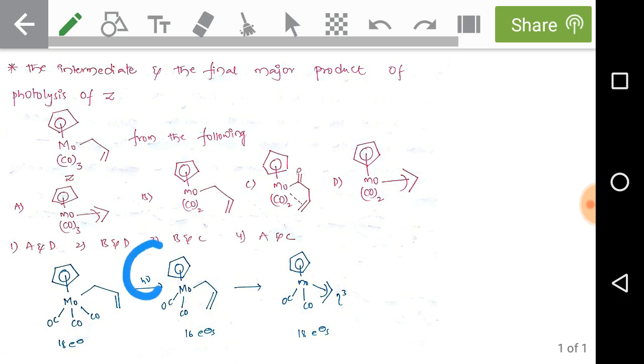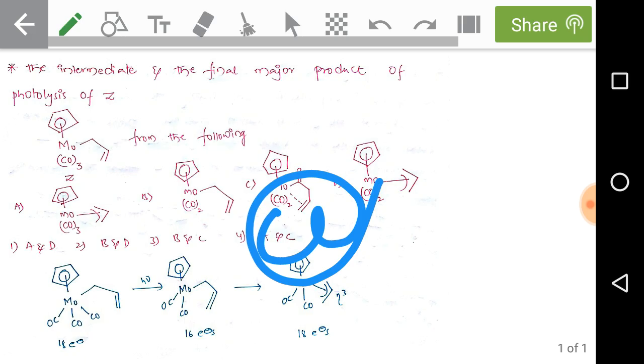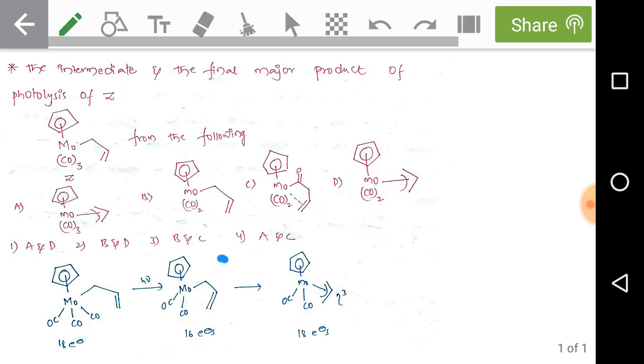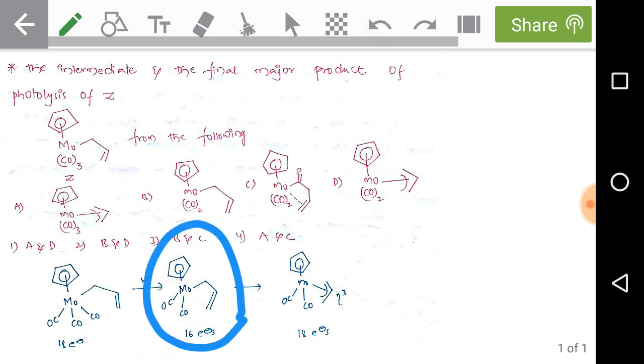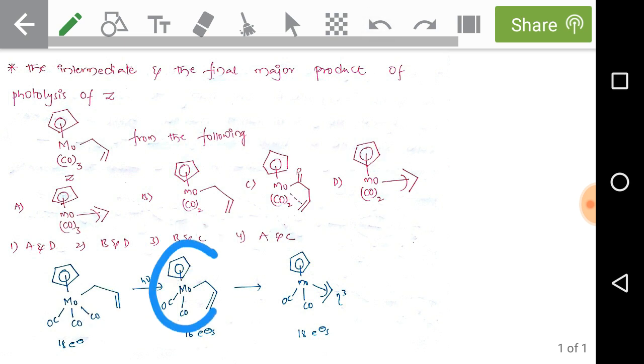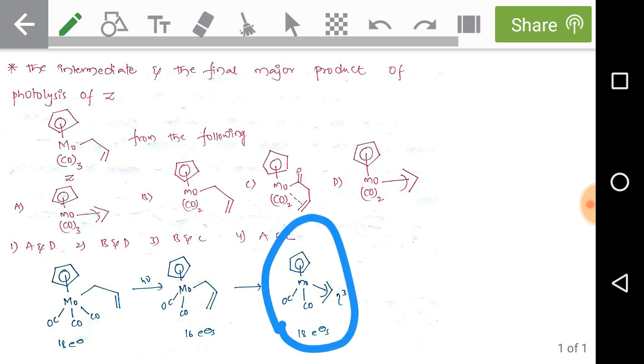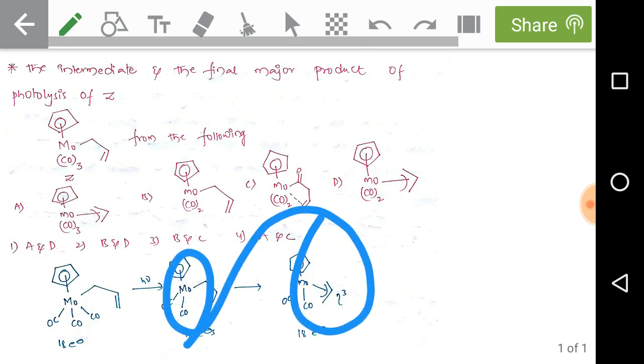In the next step, under photochemical conditions, one CO is eliminated, and this is the intermediate, which contains 16 electrons. We know that CO contributes 2 electrons. That's why, when one CO is eliminated, the intermediate contains only 16 electrons. Now it needs 18 electrons to be stable, so there is a formation of allyl, that is η3. Here it contributes, and the total electron count equals 18 electrons. So this is the intermediate, and this is the final product.